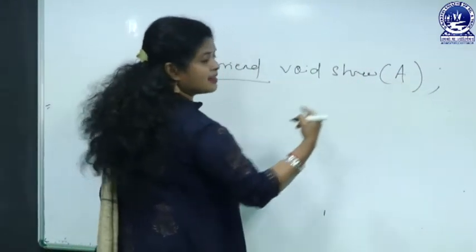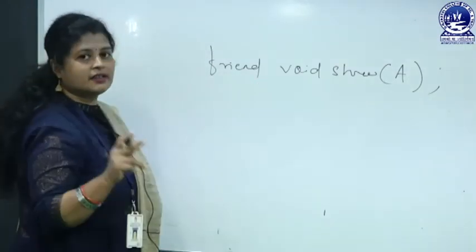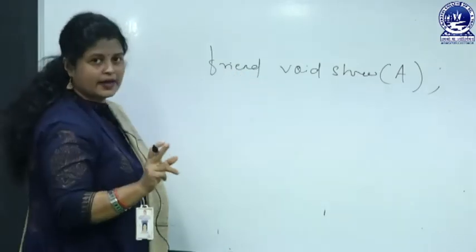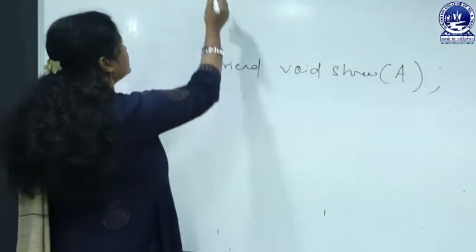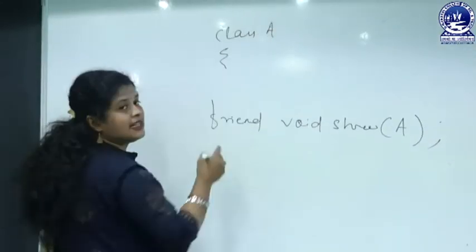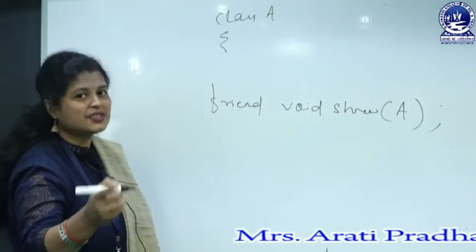Suppose A is the class. When you are writing a friend function, the first rule is that you will use the keyword friend, and another rule is that you will declare the friend function inside a class, but you will define the friend function outside of the class.